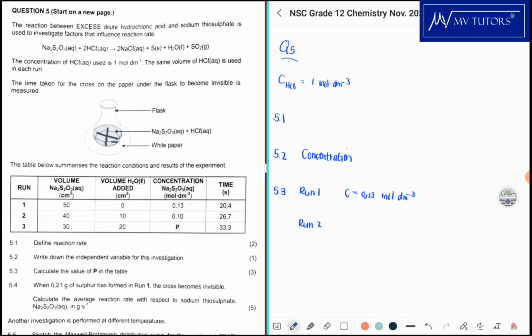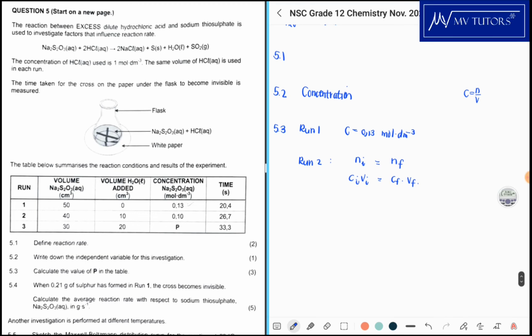Looking at run 2, if we use the formula, we know that the number of moles of sodium thiosulfate won't change, irrespective of us diluting. So the number of moles initially is equal to the number of moles finally. Remember the formula: concentration is number of moles over volume, so number of moles is concentration times volume, initially and then finally. This is run 2. I'm trying to show you how we can get that 0.1 so that we can use the same concept to calculate what P is.